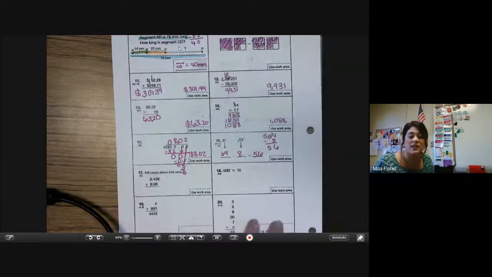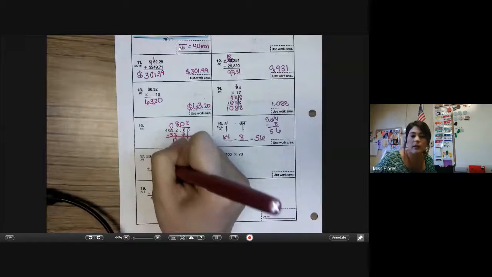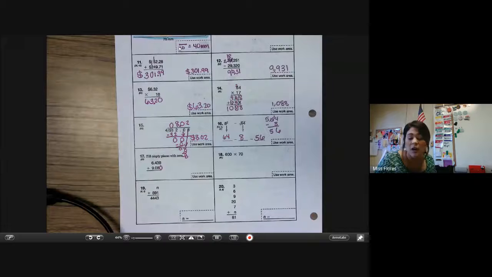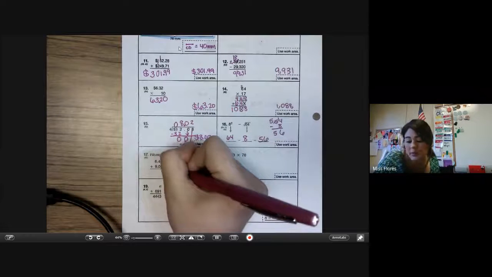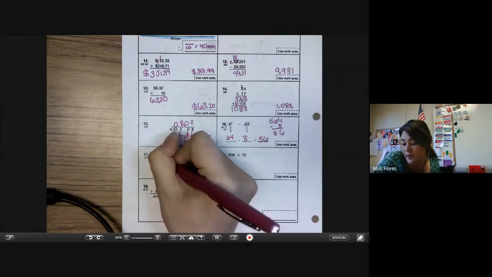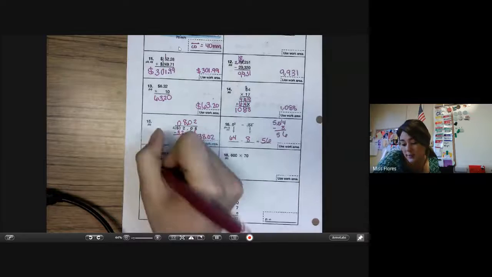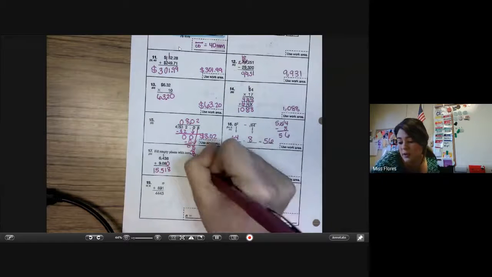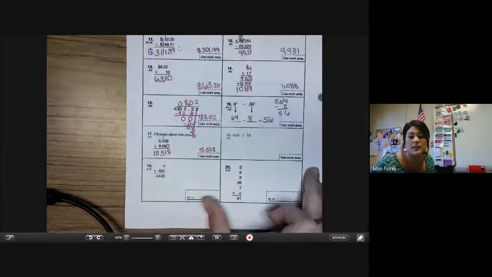All right, number 17, it says to fill empty places with 0. Let's do that first. Okay, there's an empty place right there. All right, 6.438 adding 9.080. Okay, so we're just going to add straight down, even the decimal. All right, 8 plus 0 is 8. 8 plus 3 is 11. 4 plus 1 is 5. Bring the decimal down, and 6 plus 9 is 15. So your answer is 15.518.